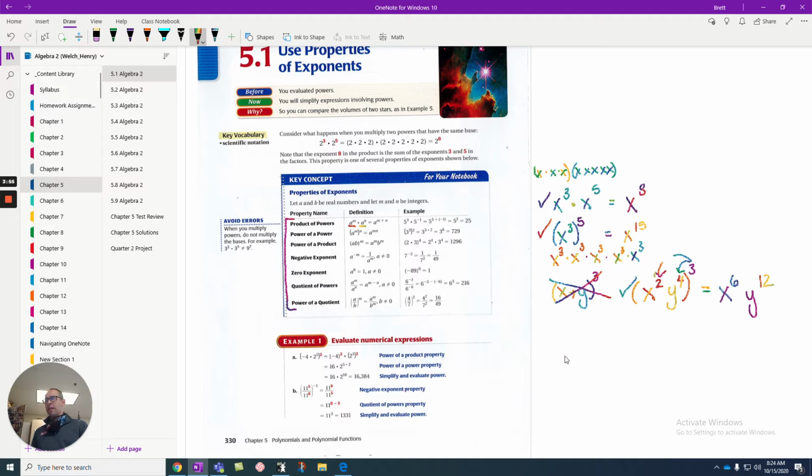The fourth rule is, what is the definition of a negative exponent? Now, if you think about negative exponents, if I have x to the negative 3, that is the same as 1 over x to the positive third.